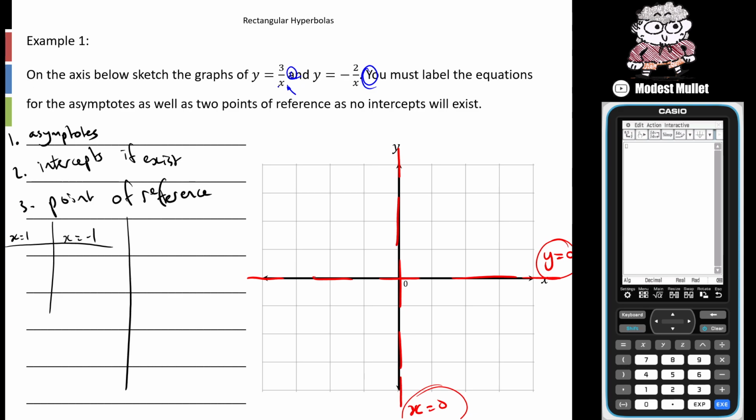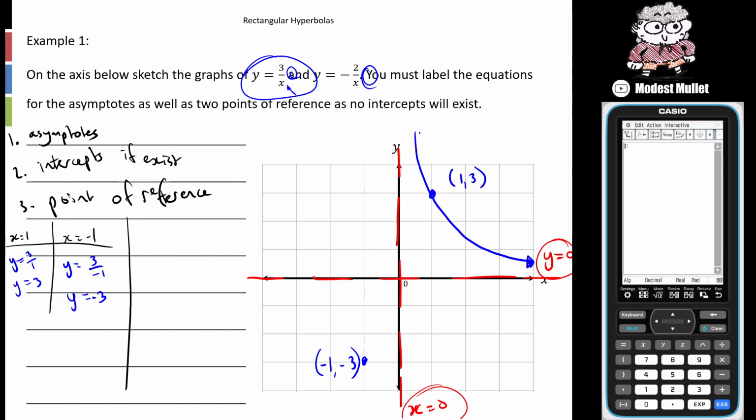So let's do x equals 1, and we're going to focus on this first equation, which is 3 on x. So we're going to get y equals 3 on 1, which is y equals 3. And same, we get y equals 3 on -1, y equals -3. So let's graph those in. There and there. We want to label them in coordinate form. So (1, 3), (-1, -3), and then we put in our shape, and we must draw our arrows going away. A common mistake people make with the shape of their graph is they'll do something like this.